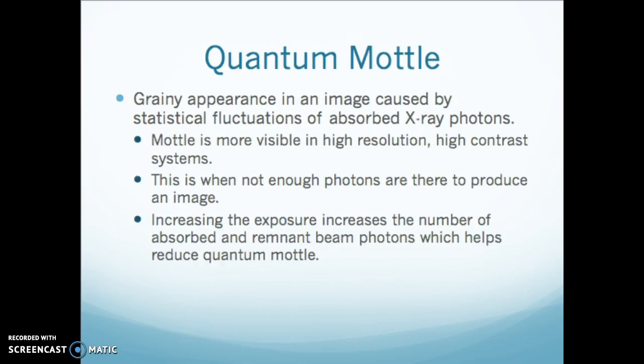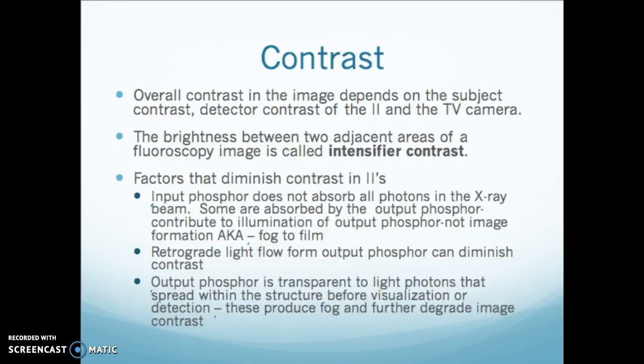Quantum mottle, so same thing, it's a grainy appearance in an image caused by statistical fluctuations in absorbed X-ray photons. So it's a starved image, same thing as X-ray. Mottle is more visible in high resolution, high contrast systems. This is when not enough photons are there to produce an image. Increasing the exposure increases the number of absorbed and remnant photons and helps reduce quantum mottle.